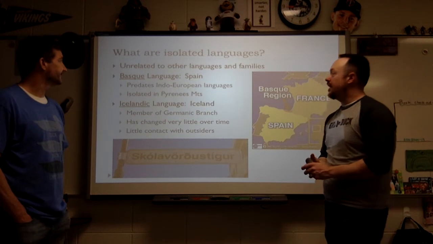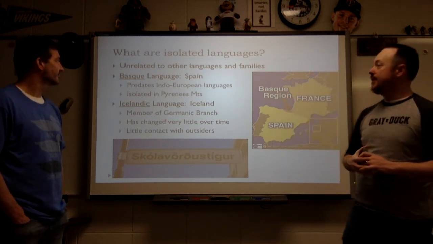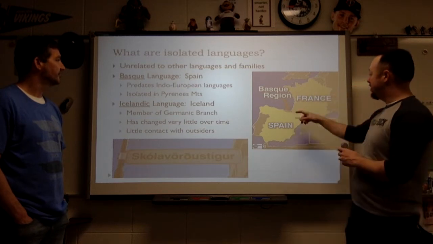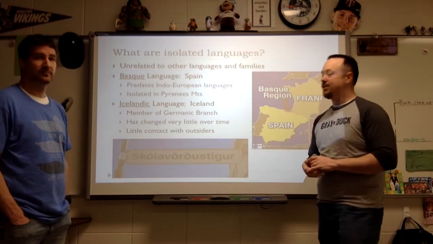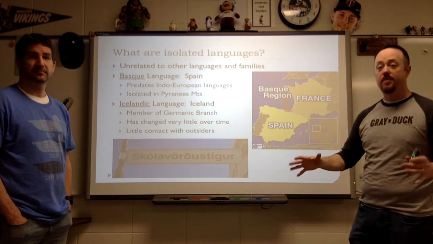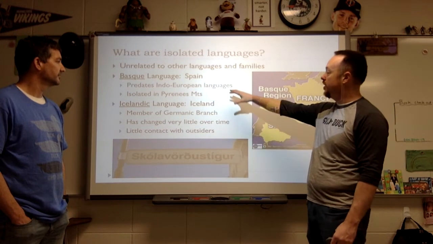And so we look at isolated languages here. We talk about unrelated to other languages. There are some really good examples. We've talked about Basque a couple times already. Basque is in Spain, right here, the Basque region. The Basques are people that would actually like to no longer be part of Spain. They would like to create their own separate political unit here.